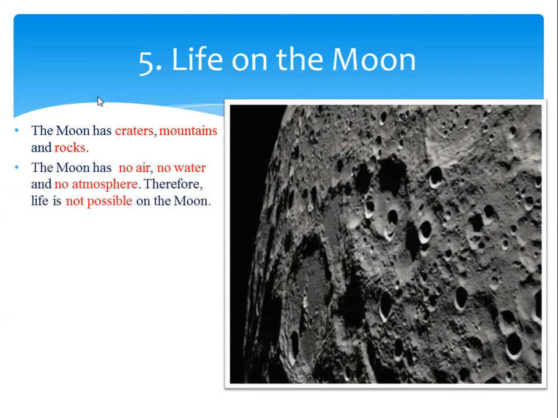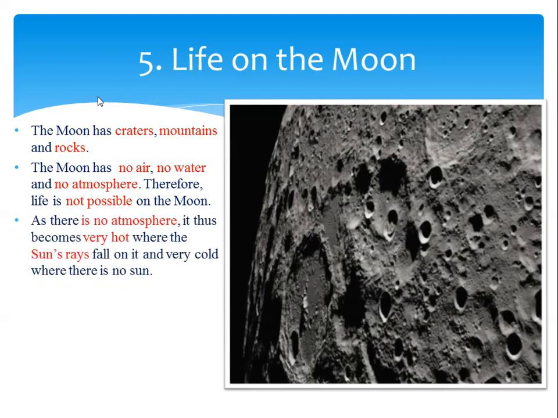The moon has no air, no water, and no atmosphere. Therefore, life is not possible on the moon. As there is no atmosphere, it becomes very hot where the sun's rays fall on it, and very cold when there is no sun. As there is no atmosphere, there is no wind on the moon.